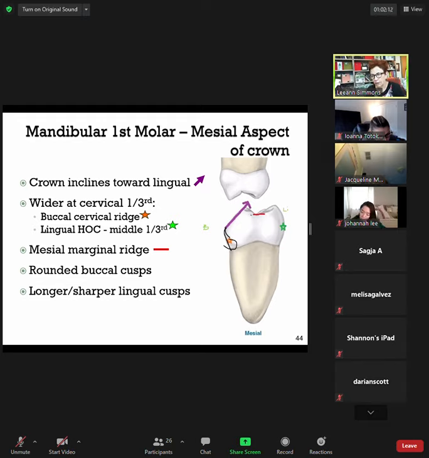Again, here's the mesial marginal ridge, and that's typical of, as we've seen in other posterior teeth. And the buccal cusps are more rounded and the lingual cusps are sharper. So again, this is different from what we've seen before in posterior teeth. Usually the lingual cusps have been more rounded and shorter. In the mandibular molars, it's the opposite.